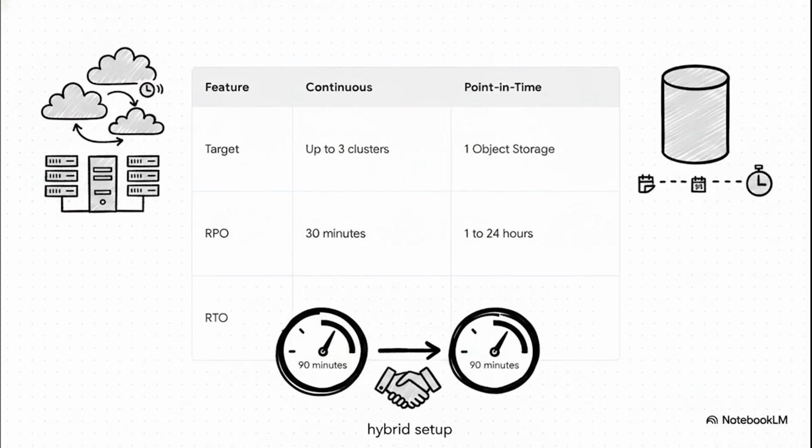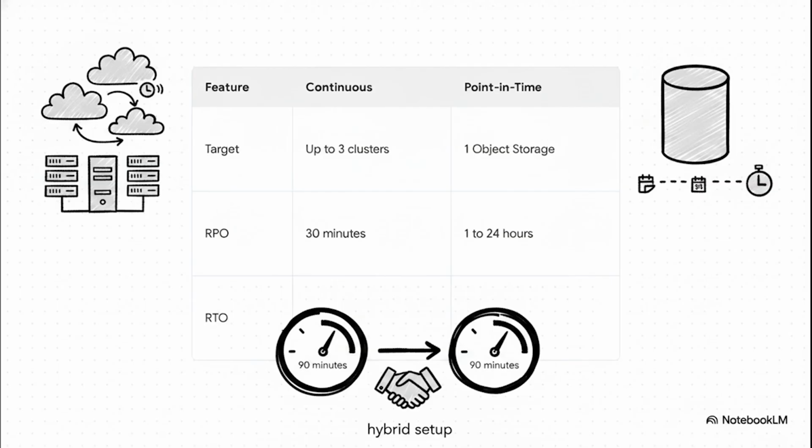Now, comparing the backup options is super important, as you'll definitely face these 2 distinct architectures on the exam. Example 1 is continuous backup. This is your real-time protection targeting up to 3 registered AHV or ESXi local clusters. It gives you a highly aggressive recovery point objective, or RPO, meaning the maximum amount of data you can afford to lose, of just 30 minutes.